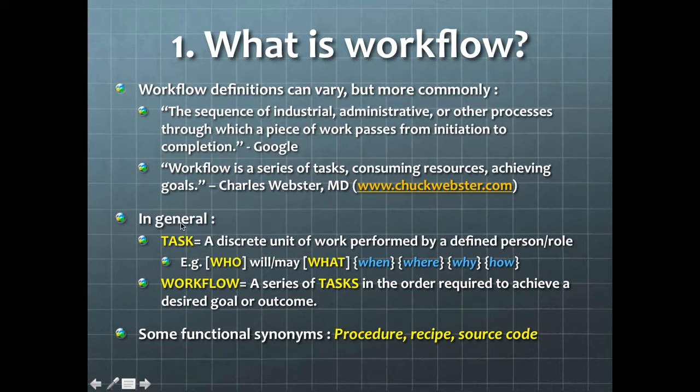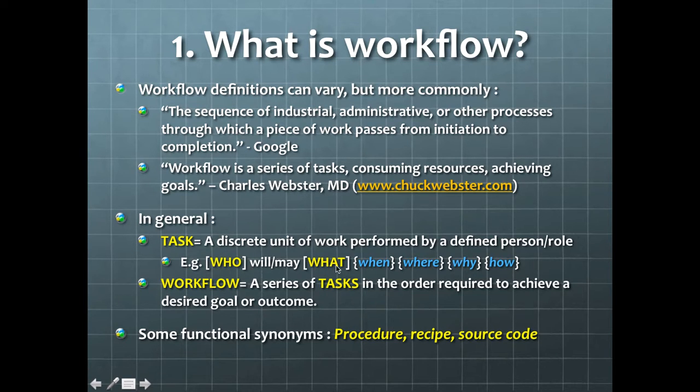In general, you can think of workflow as a series of tasks, and a task is really a discrete unit of work performed by a defined person or role. You can think of a way of writing a task as who, will or may, what. These are mandatory parts of the task. That's the basic unit of a task. And then there's some optional modifiers you can use to help clarify the task, such as when the person performs the task, where they perform it, why they perform it, or how they perform it.